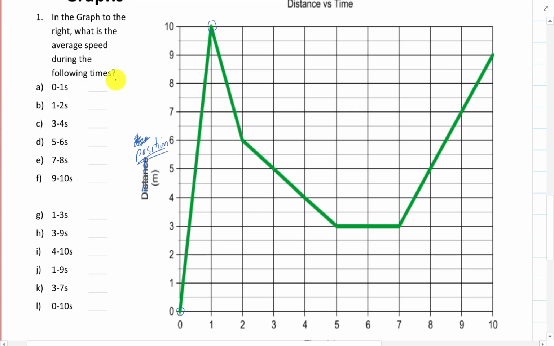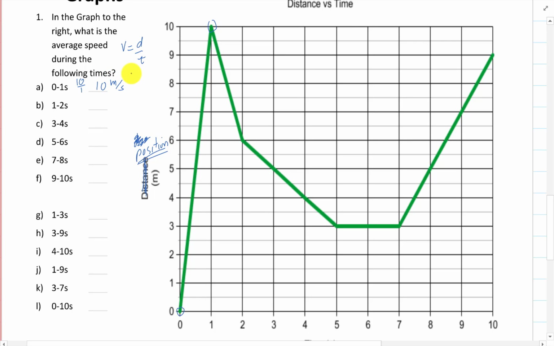From 0 to 1, the distance changed is 10 and it's 1 second. So the speed is d over t. So that'll be 10 over 1. So I'll write down the first couple ones. So that's 10 meters per second.